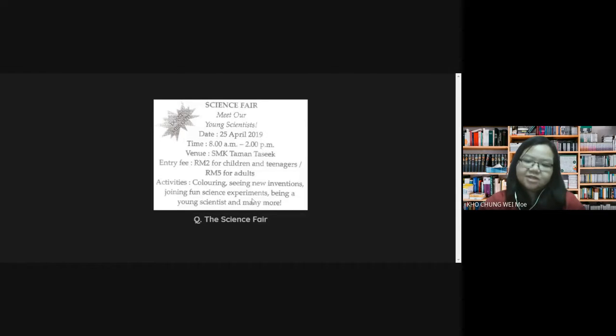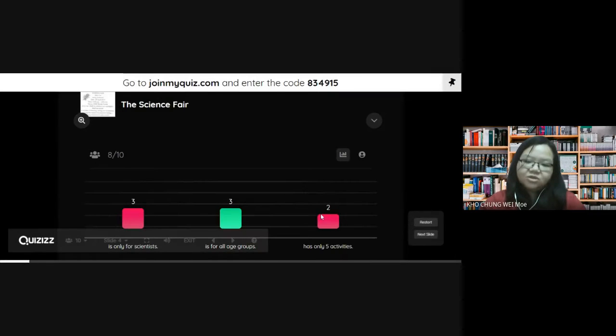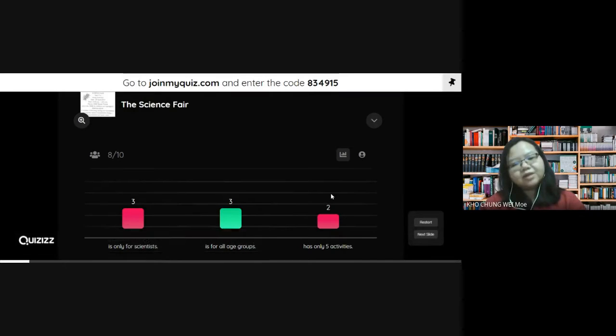So these are only 4 activities. And they put down there "and many more." And many more means that there are a lot of other activities as well. So not only 5. So therefore, the first and the last options are not correct. Only the second option, for all age groups, is correct. Okay?